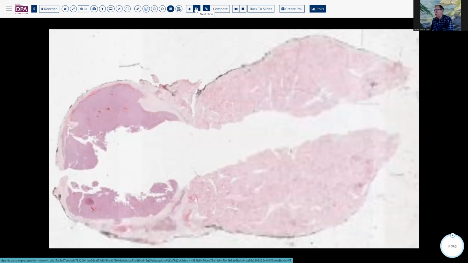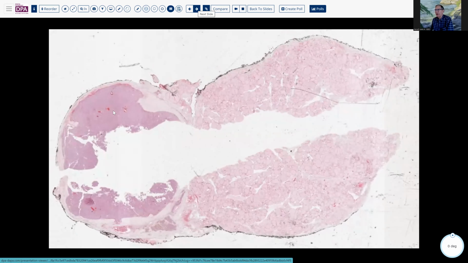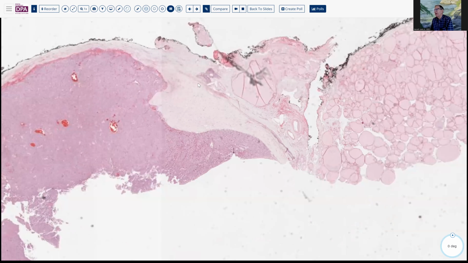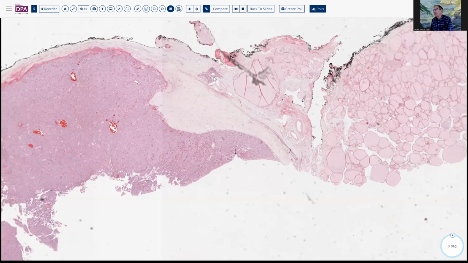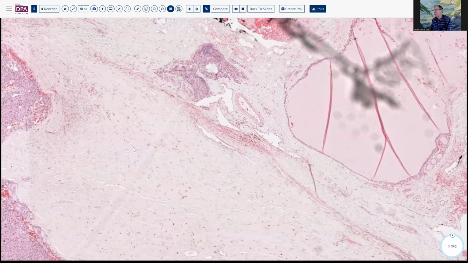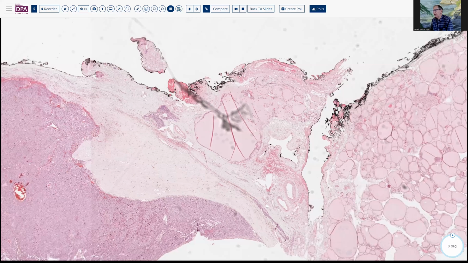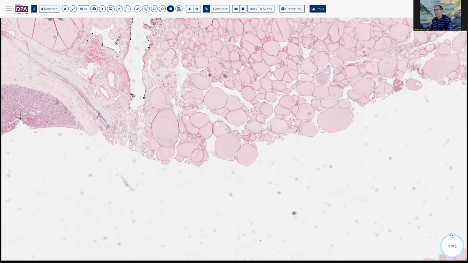We'll take an additional example here. This parathyroid gland here, we can see, again, this very dense fibrous band of tissue. We see a little bit of inflammation here, but no definite vascular invasion. But here it was evident that the lesion was extending into the thyroid gland.